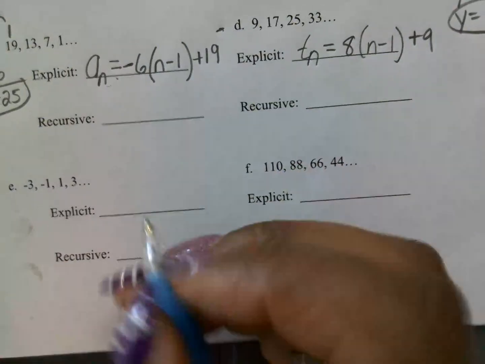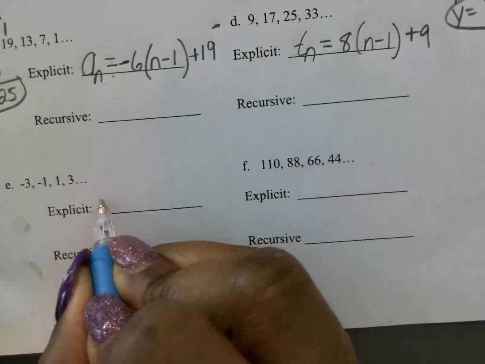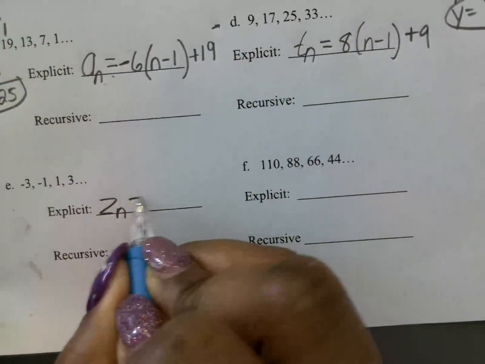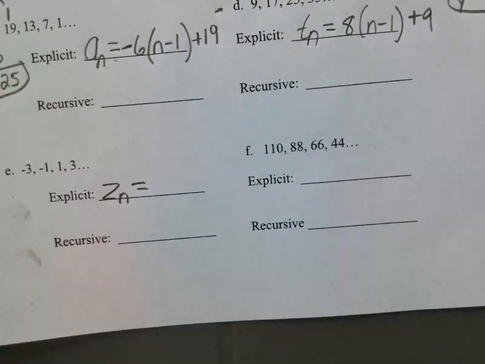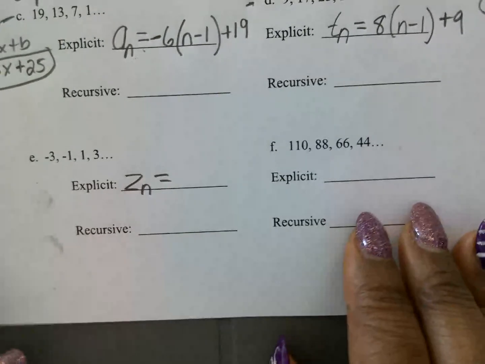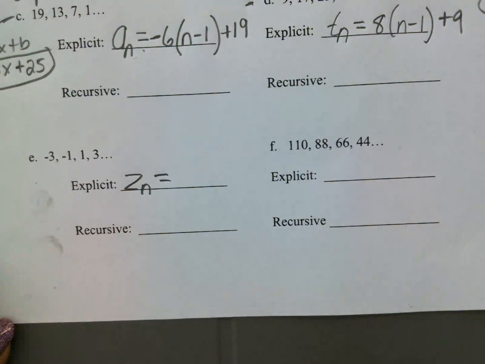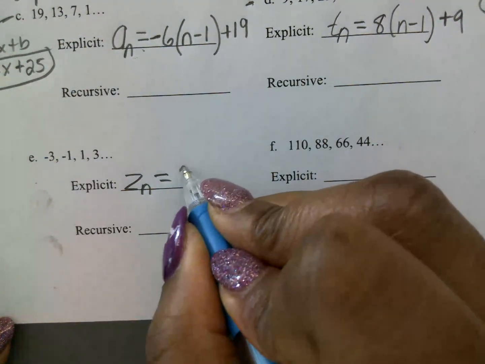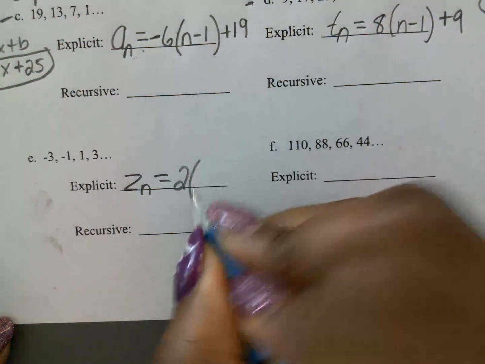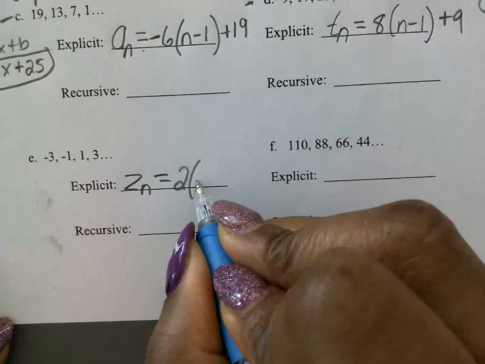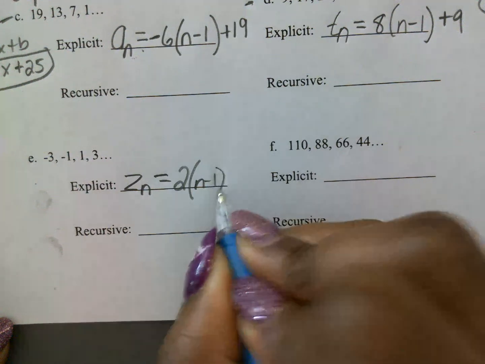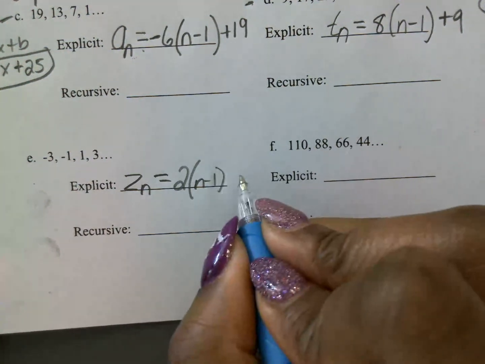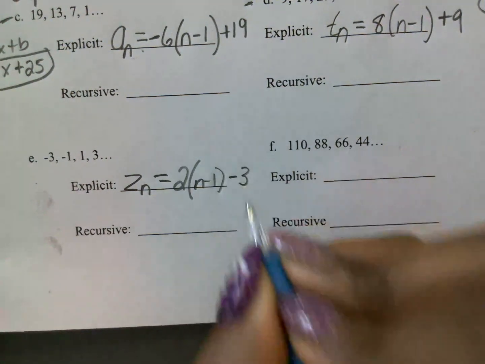Okay. All right, let's do explicit for this one. I'm going to use another letter, don't get tripped up over the letters. I'm going to use z sub n is equal to. All right, so what do we get here? What is it going up by? It's going up by 2. So that's going to be 2 times what? N minus 1. And what's the starting number? That's minus 3. Very good.